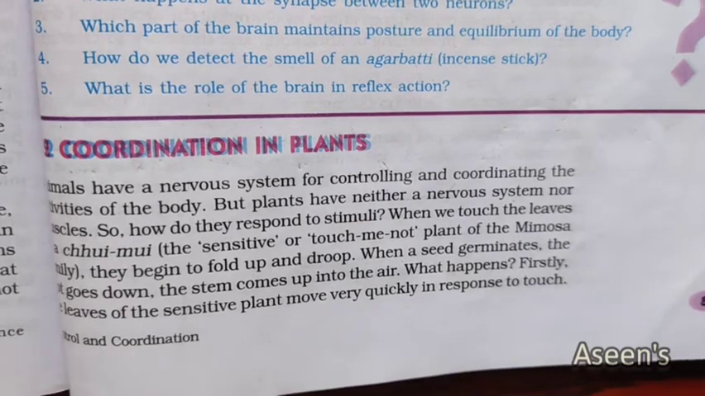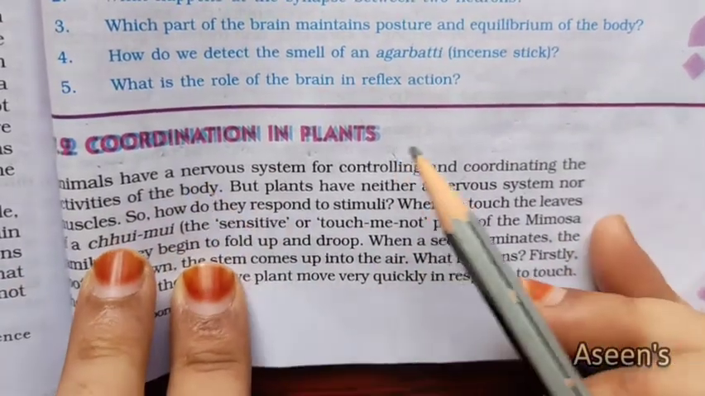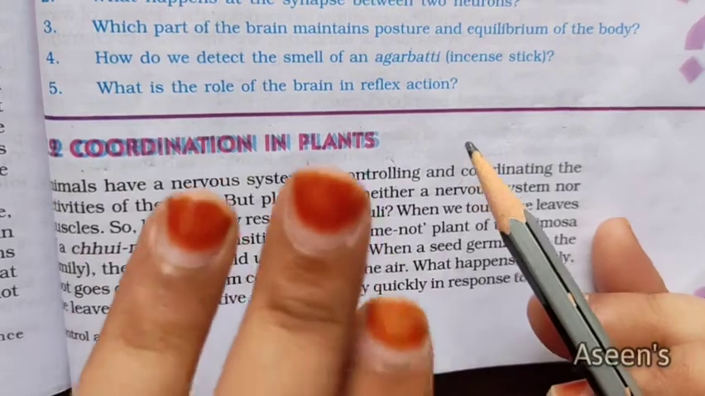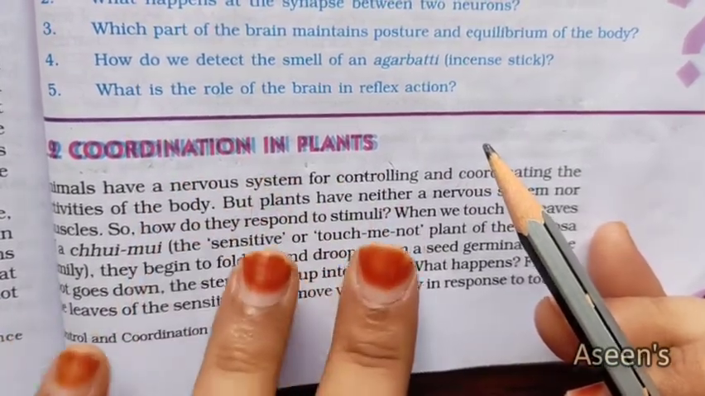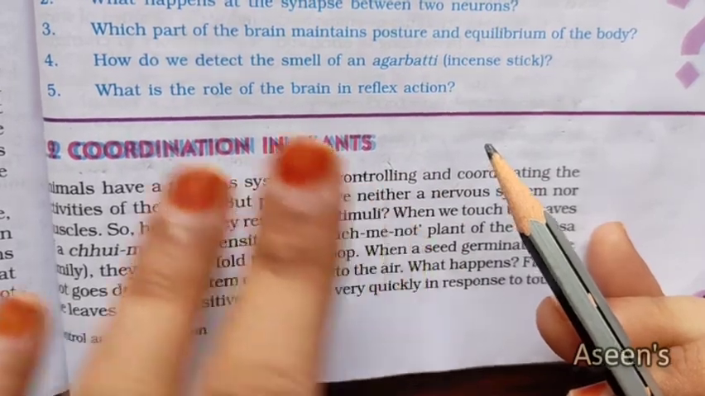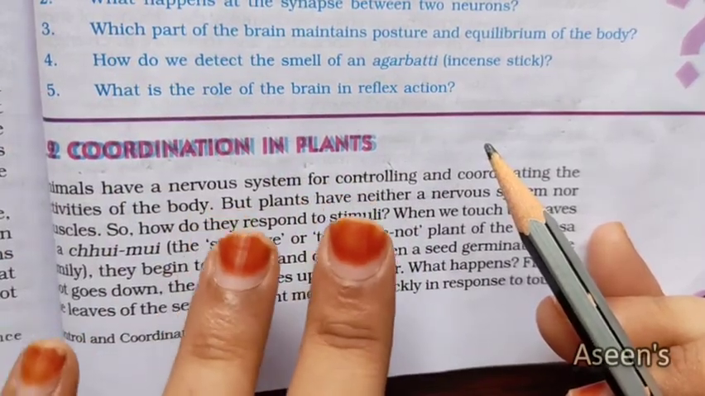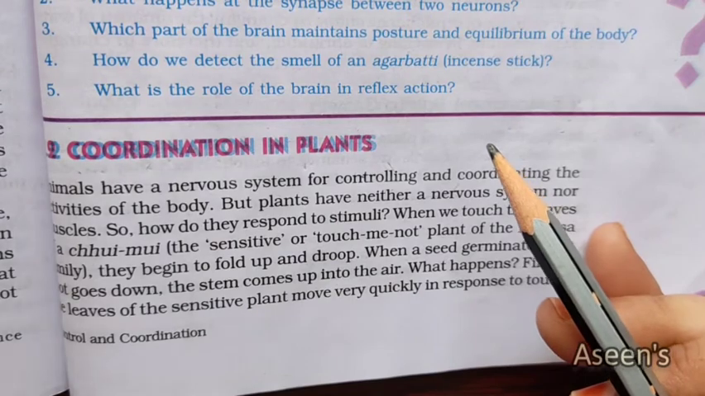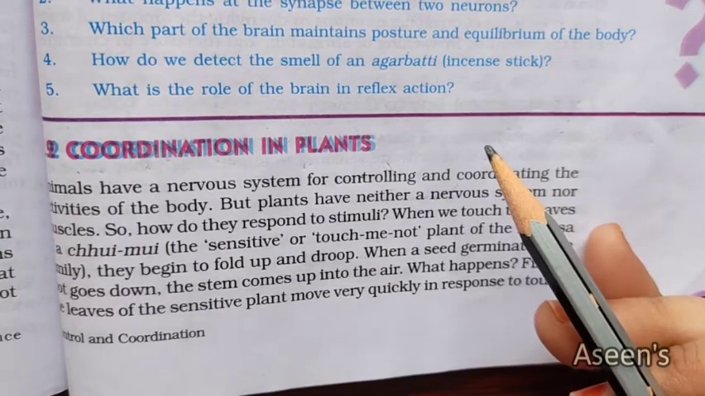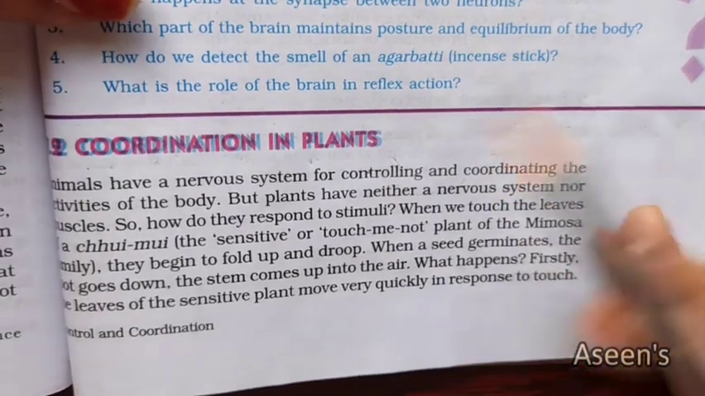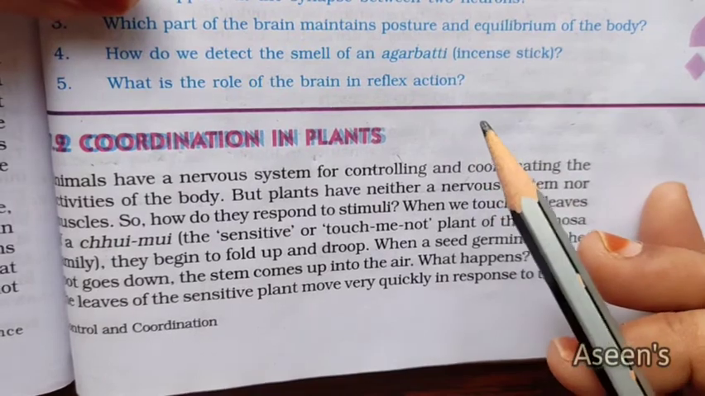So in today's video we will be discussing coordination in plants. This particular video is part 3 in the series on control and coordination. If you have not checked the previous parts, I'll leave the links for part 1 as well as part 2 in the description box so that you can check them out for your reference.